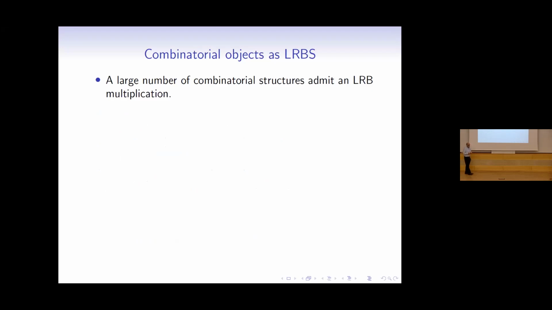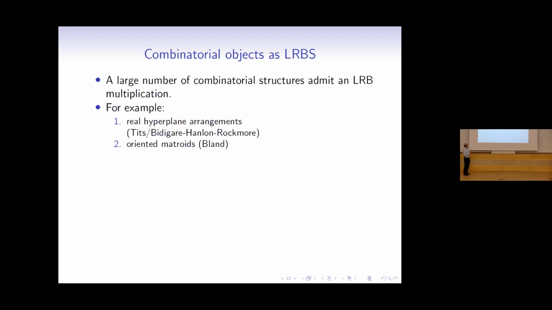Okay, now here's the connection to, now I'm going to talk about why this is nice for a conference on algebraic combinatorics. Lots of combinatorial structures have been shown to have the structure of a left regular band. Well, I showed you the idea for real hyperplane arrangements, and this goes back to Tits and to Bidigare, Hanlon, and Rockmore, who wrote a fundamental paper in 1995. Oriented matroids, if you want to know what they are.